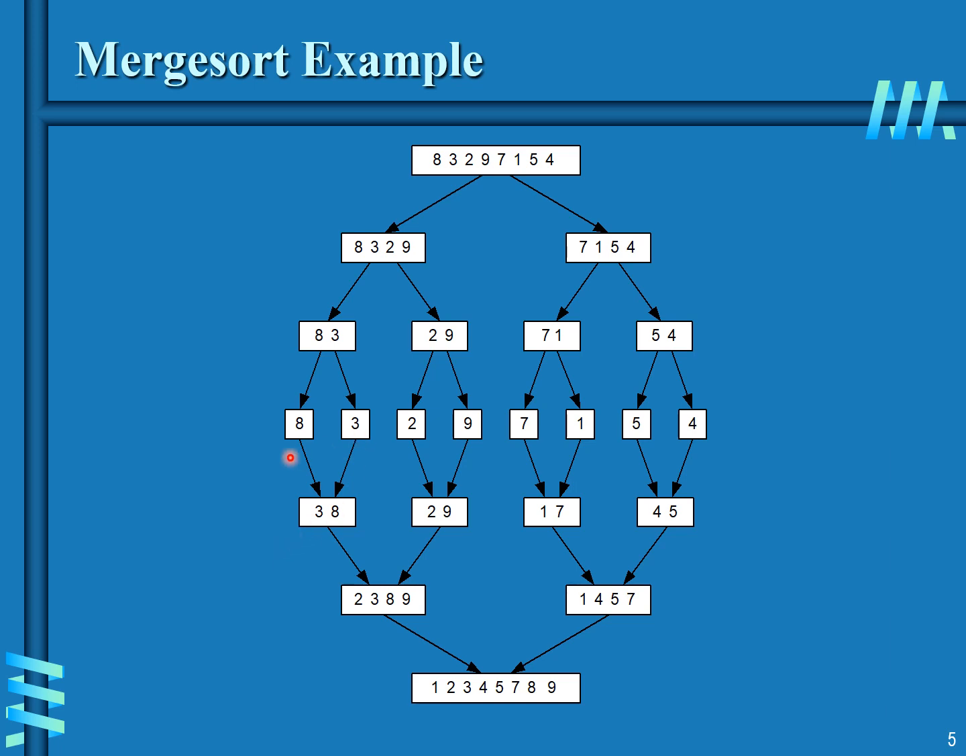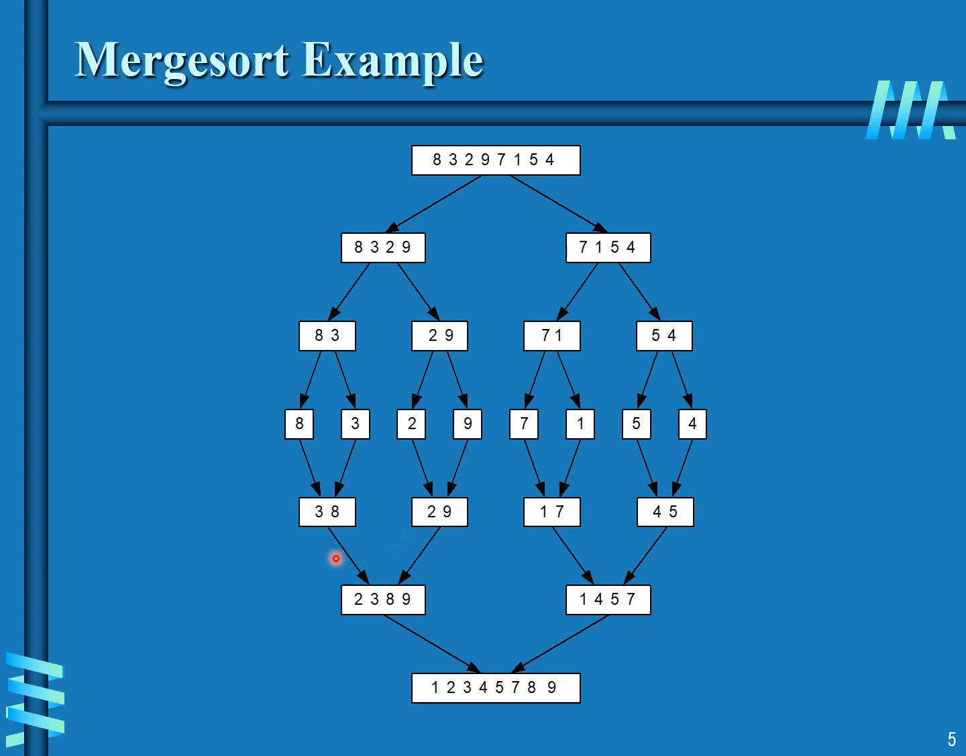So when you divide this into single-element sorted arrays, the second phase, merging, begins. You compare 8 and 3, which is smaller? 3, next 8. So these two sorted arrays will be merged into one single array. Again, these two sorted arrays will be merged into one sorted array, 2, 9. Again 1, 7, 4, 5.